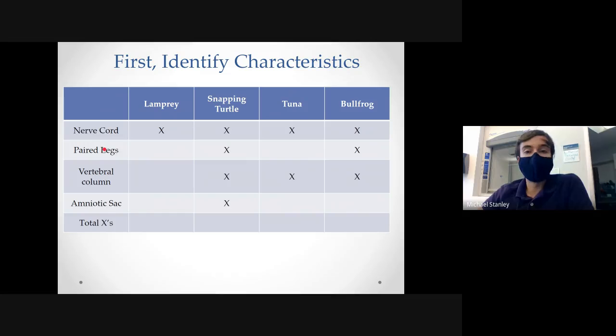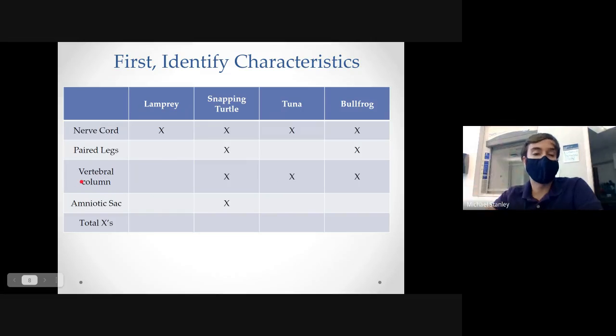So the first thing that we have to do is figure out which characteristics go with what. So all 4 of these guys have a nerve cord. These are all types of vertebrate animals, which means that they have a nerve cord along their back. If we think about paired legs, snapping turtles have legs that are in pairs, and bullfrogs have legs that are in pairs, but lampreys and tuna fish, they live in the ocean. So they do not have paired legs. They don't have any legs. They have fins instead.